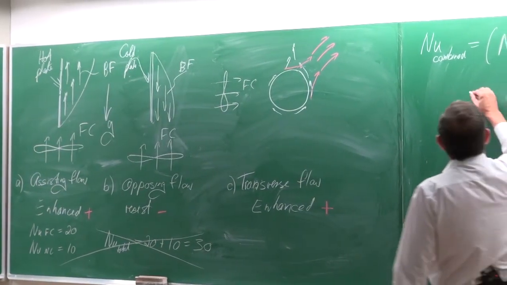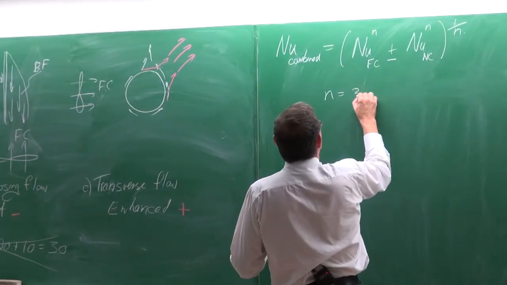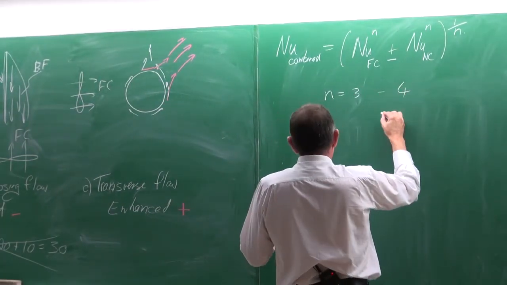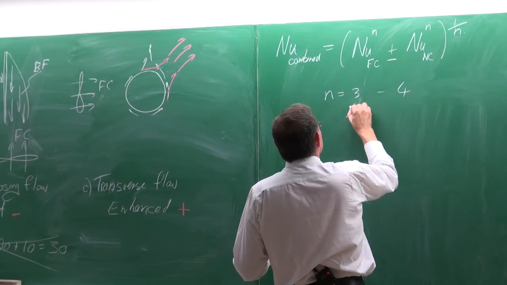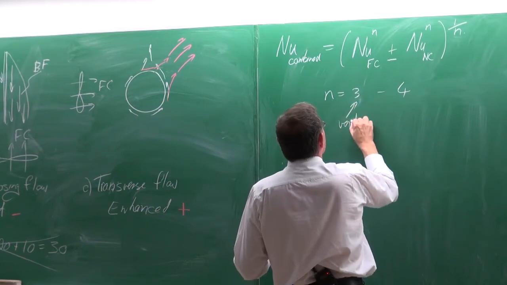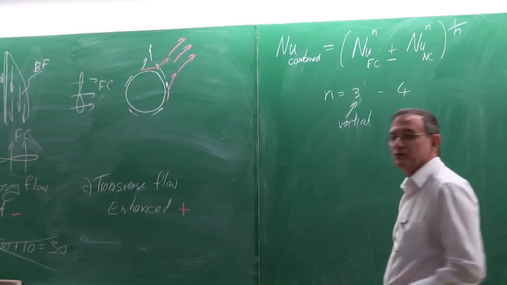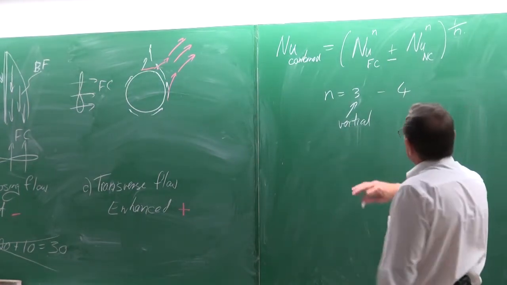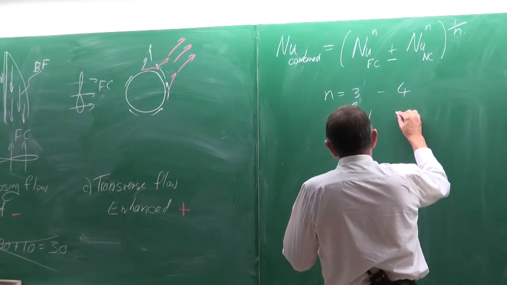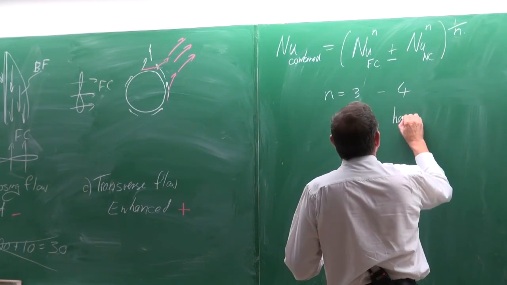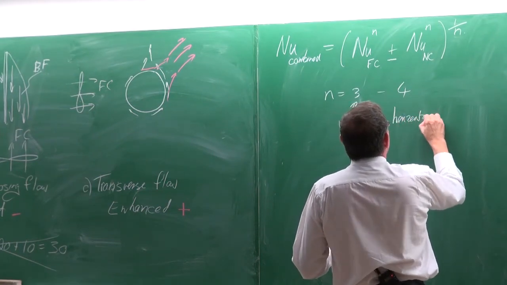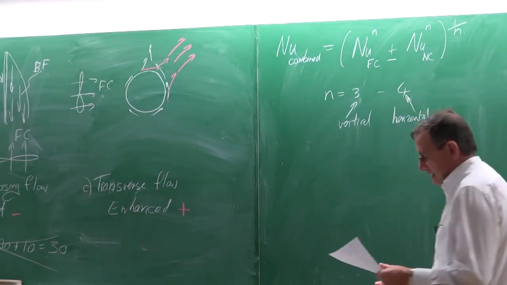And normally, n is in the order of about 3 to 4, and from experiments it has been determined that typically for vertical plates and vertical types of geometry, n is approximately equal to 3, and if it is horizontal types of plates, then normally n is approximately equal to 4.